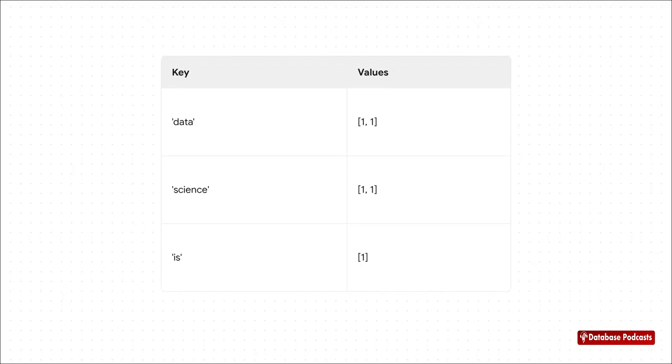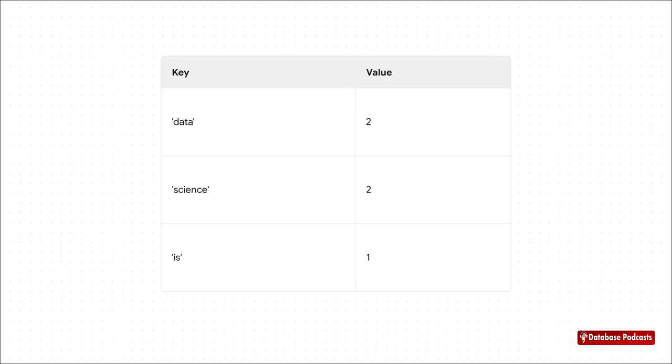Now for the magic part, and this is something you don't even have to code. The framework itself takes over. It looks at all those pairs from all the different mappers running on different machines and starts grouping them. It says, hey, I've got 2 data keys. Let's put their values together in a list. Same for science. It's getting everything organized for that final step.